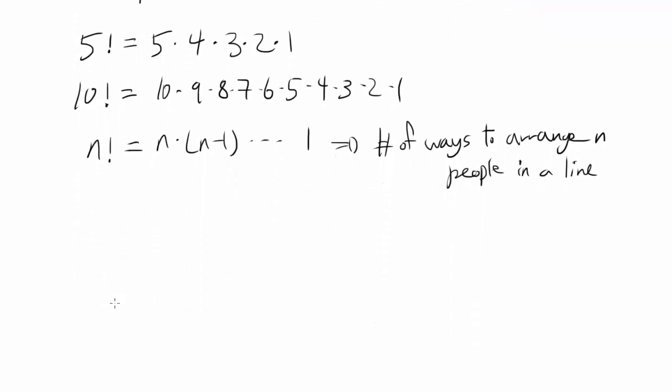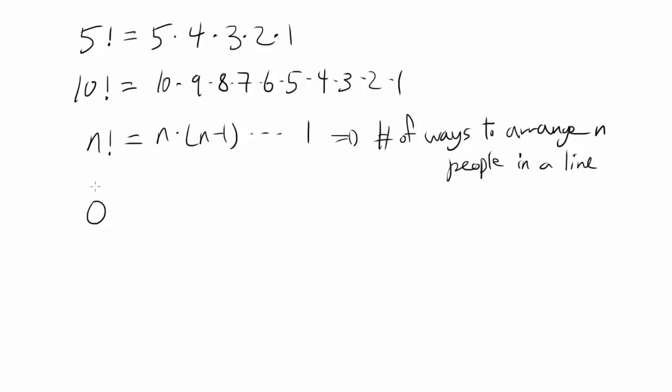So let me ask you some questions. Before we get to 0, what's 1 factorial? Well, for 1 factorial, you're just starting with 1 and you're done. And that makes sense. If you have just one person, there's only one way to arrange this one person in a line.